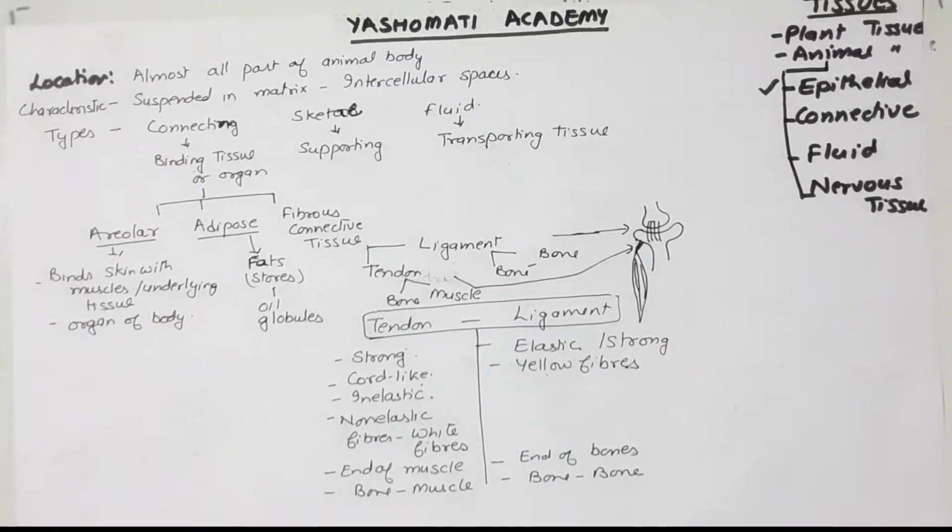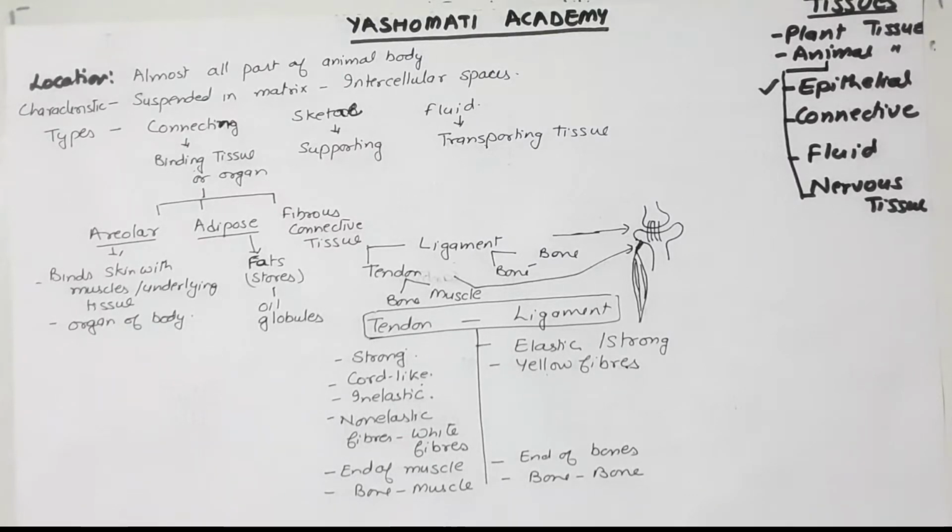bones and muscles both. So that is how we can understand that these tissues help in different functions, because they are so adapted, because they are so differentiated, hence they can do specific functions.